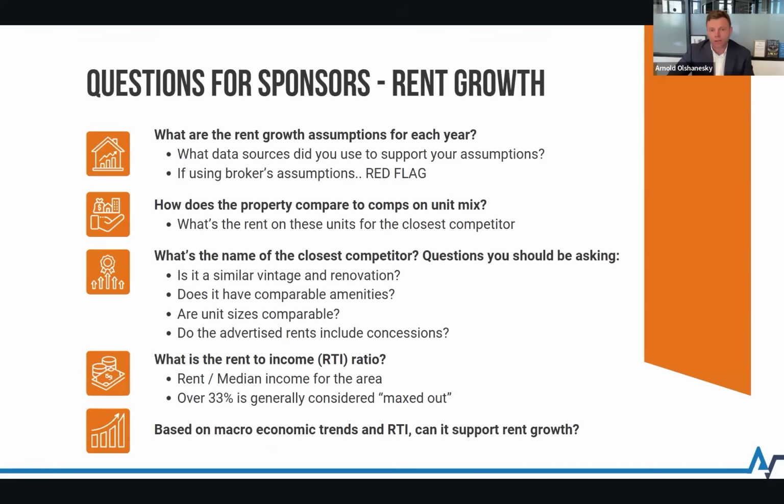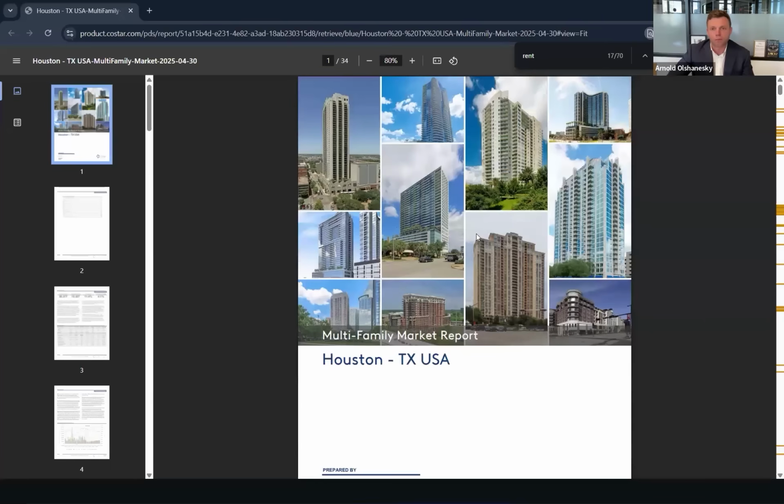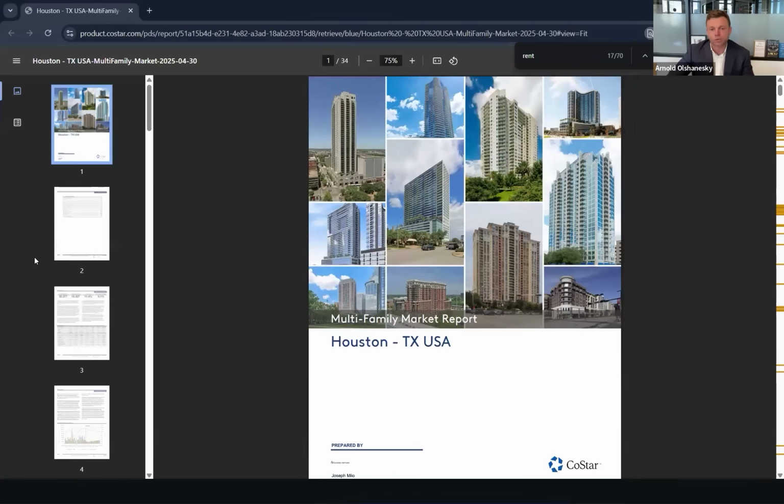And what I want to do right now is actually pull up a CoStar report and show you how that section looks. So we have Joe on the call with us. Joe, can you go ahead and pull up a CoStar report? Now, I want to show everybody, we're looking at Houston, Texas. So I just pulled up a big market.